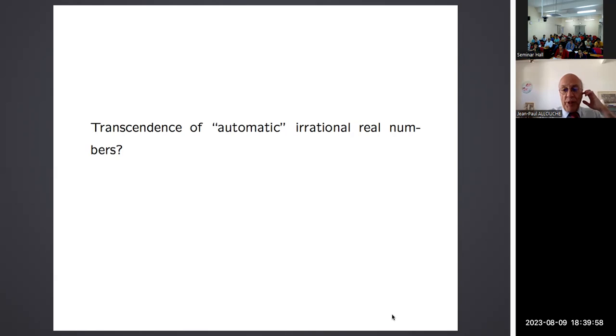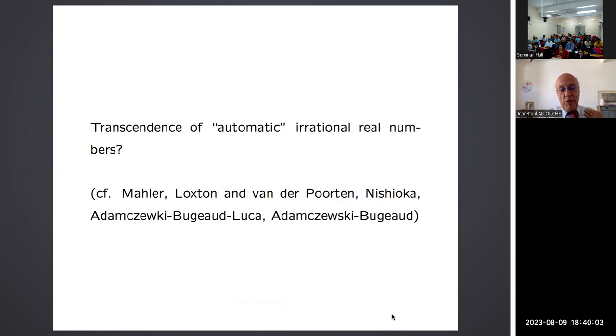There were some results by Mahler himself in the 20s about what is now called the Thue-Morse sequence. There were some deep results by Luxon and van der Poorten, but finally there was a gap in their results. And there's a work by Nishio. And finally, there was a note in the Comptes Rendus de l'Académie des Sciences by Adamczewski, Bugeaud, and Luca. And finally, the nice paper by Adamczewski and Bugeaud, where they completely answer the question, which is the first sentence of this slide, but you take out the interrogation. All automatic irrational real numbers are transcendental.